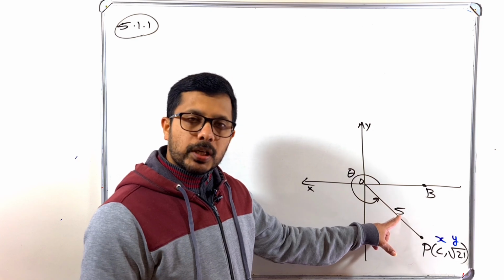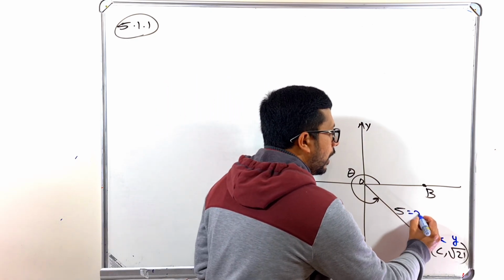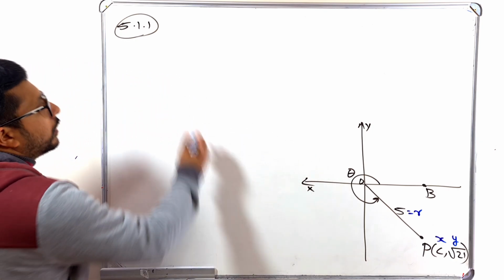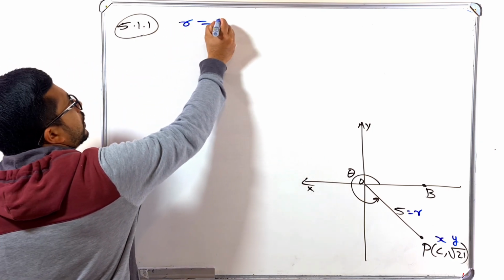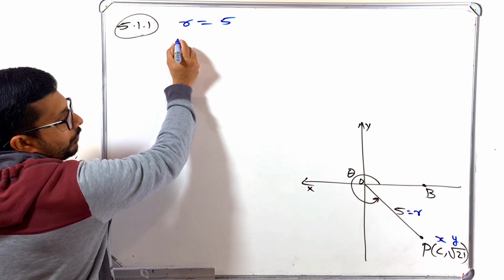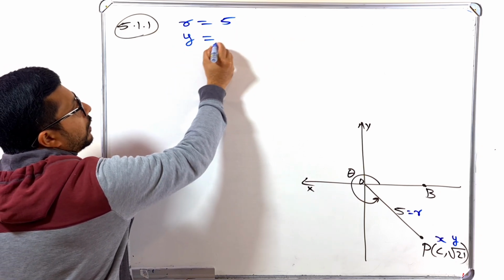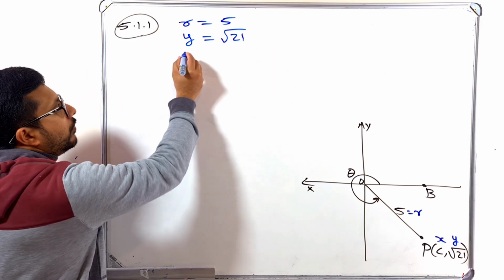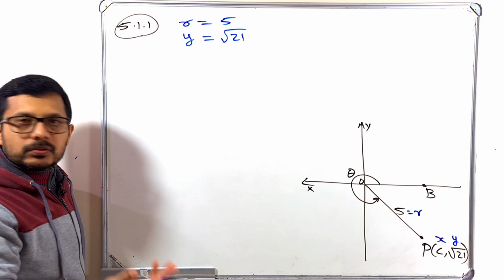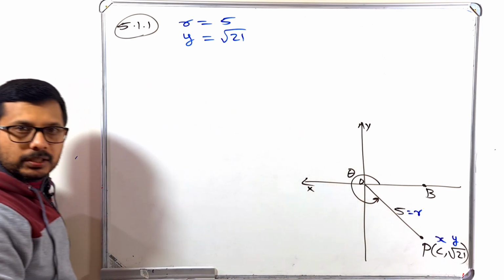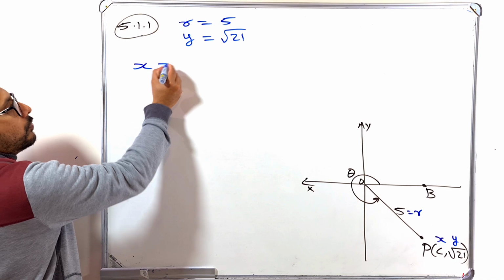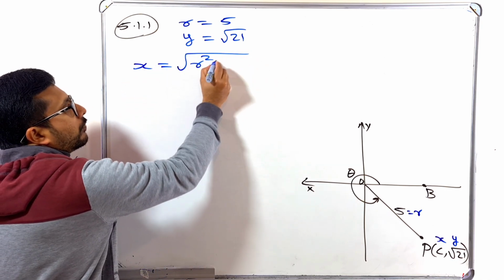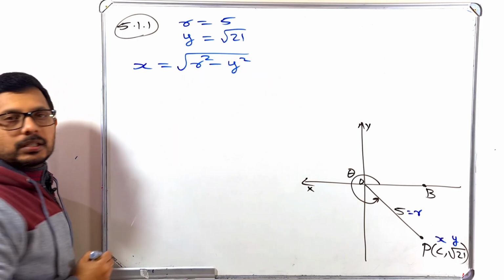And what does this 5 stand for? 5 stands for the R value, the radius, or hypotenuse. So we know R is equal to 5, and we know Y is equal to root 21. We have to find the X value, which is represented by C. What is the formula to find X? X is equal to root of R square minus Y square. You have to know the formula.